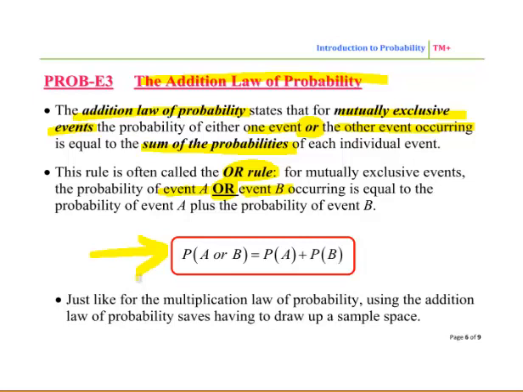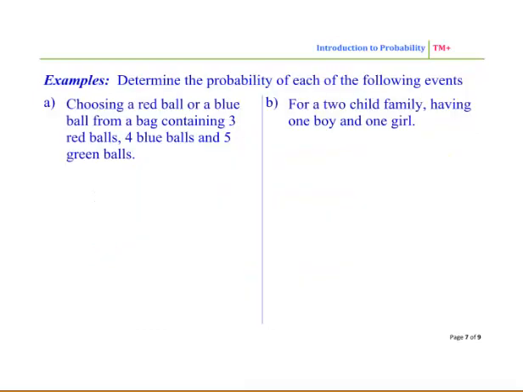Again, it saves a lot of time than having to draw up a sample space. So let's look at an example. Determine the probability of each of the following events. Choosing a red ball or a blue ball from a bag containing 3 red balls, 4 blue balls and 5 green balls. So note, it's one or the other. Okay, so we're looking at the probability of red or blue. So that's going to be the probability of red plus the probability of blue.